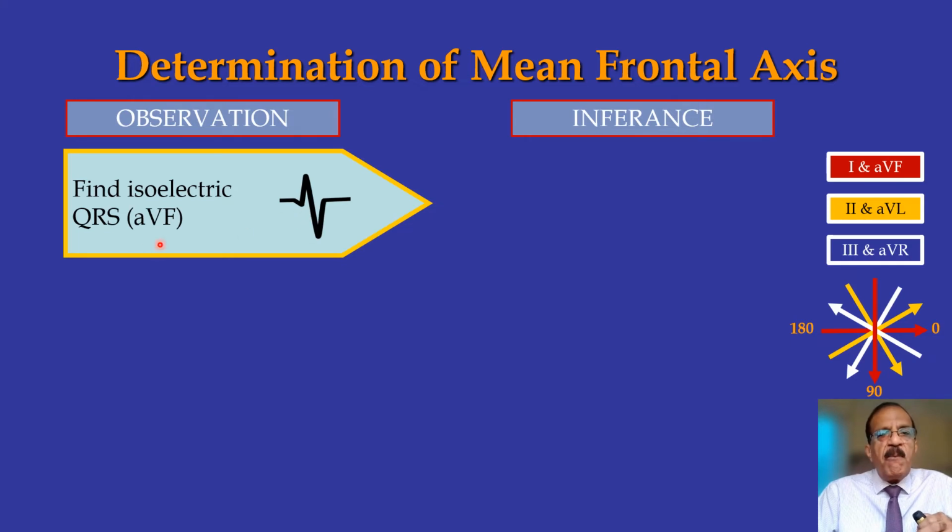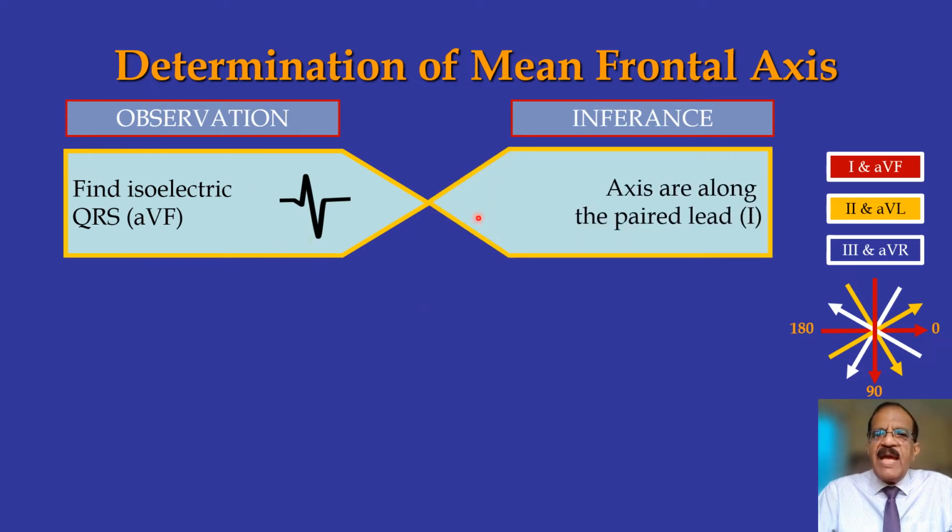So suppose in our exercise, we imagine that we find such a complex in AVF. You could actually find it in any lead, but suppose for the purpose of our discussion, we scan all limb leads and we find an isoelectric complex in AVF. And what is the inference we draw? The inference we draw is that current must be flowing across this, at right angle to this one, and the axis is along the paired lead, and the paired lead in this case is 1. So as yet we do not know whether current is flowing toward this or this, because all we know is that it is along this one.